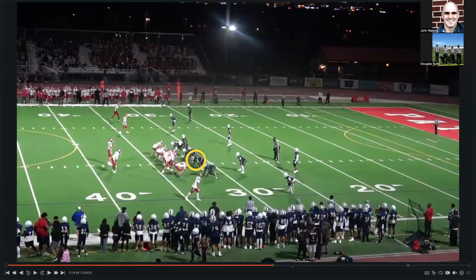Well, number one, let's talk about it's not a face mask, right? It's not a personal foul face mask. A face mask has to be a grasp and a twist or a turn or something, right? Which is not what's going on here. But why do you think it should be a UNR?